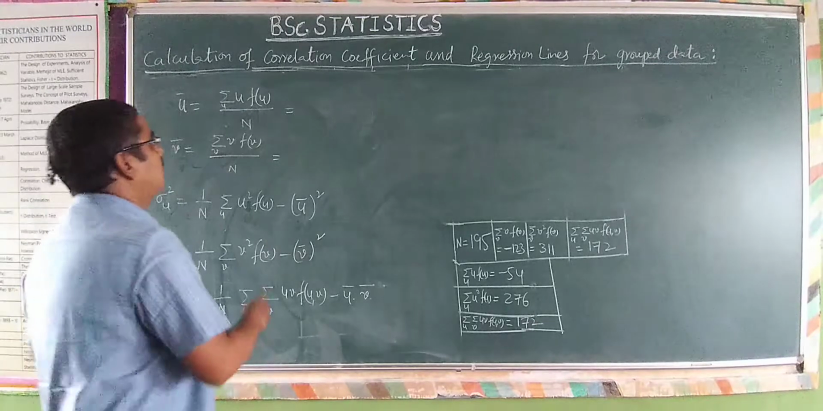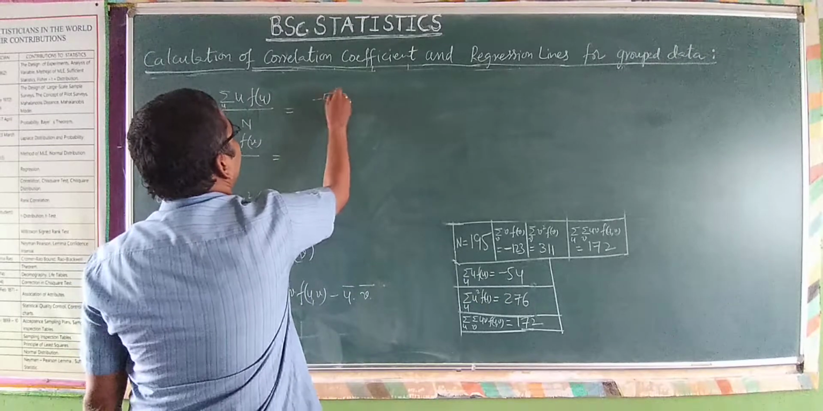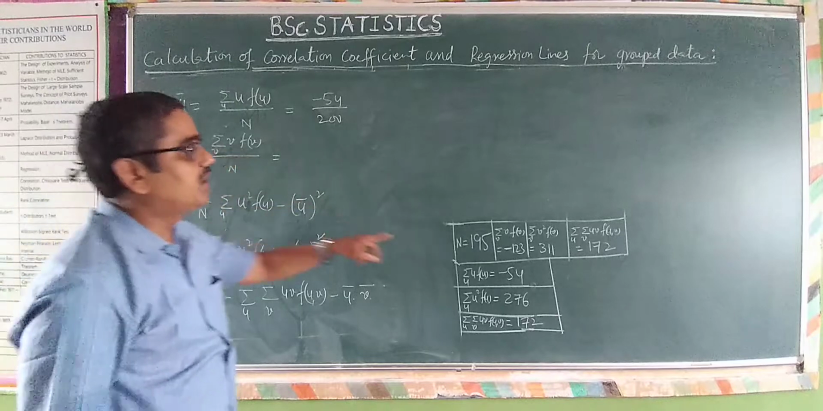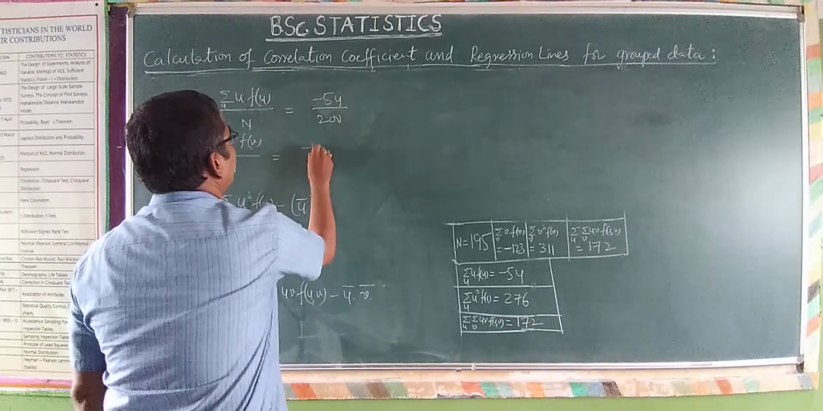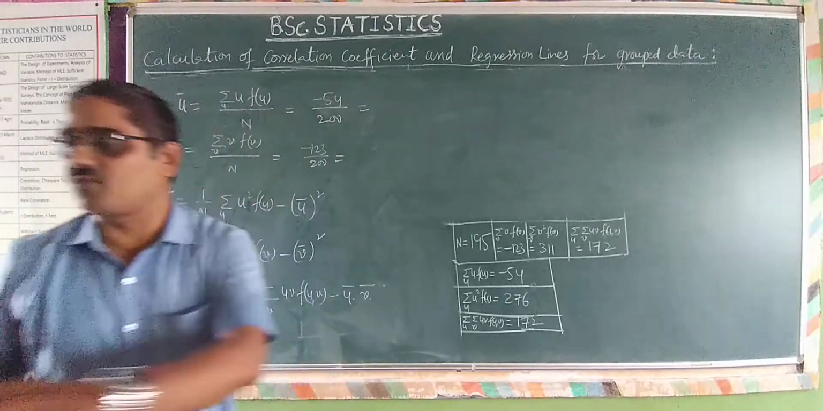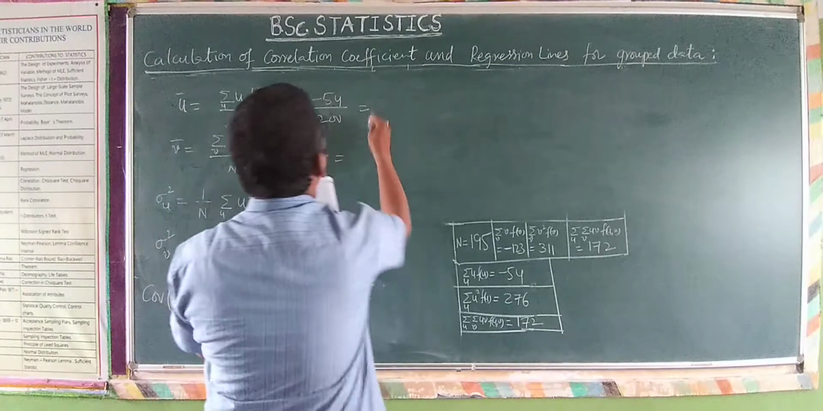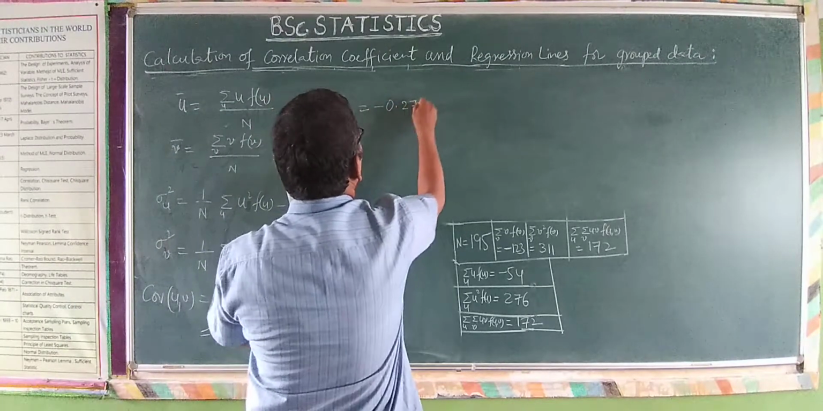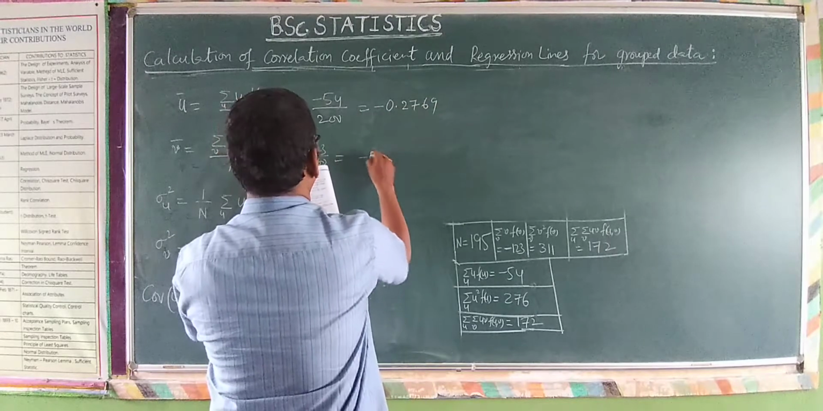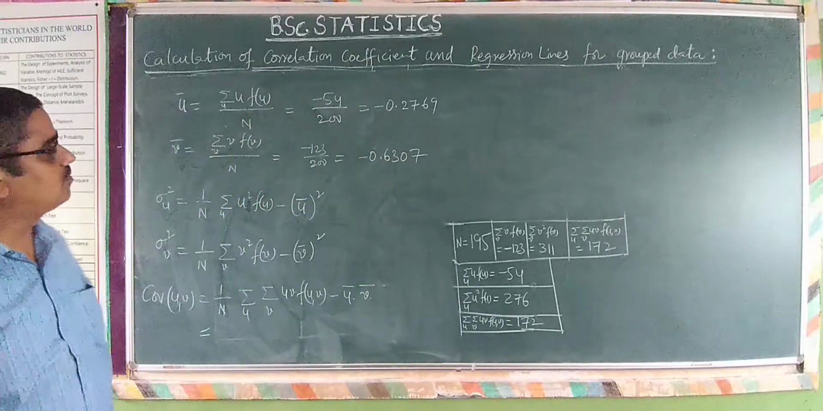Now you calculate. Summation u f of u is minus 54, so u bar is minus 54 by 200. Summation v f of v is minus 123, divided by 200. First of all, I note down the values of u bar and v bar. u bar is minus 0.2769, and v bar is minus 0.6307. So these are the values of u bar and v bar.